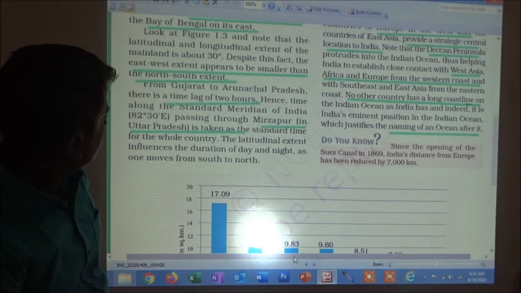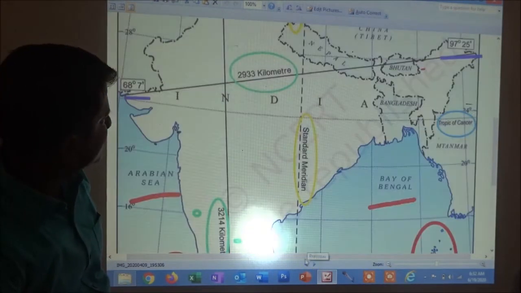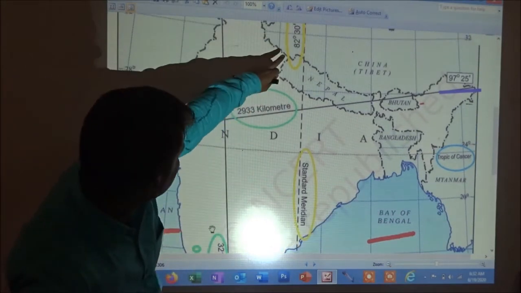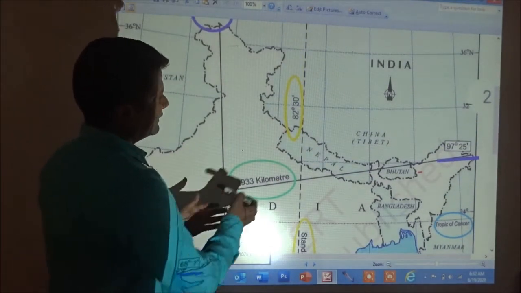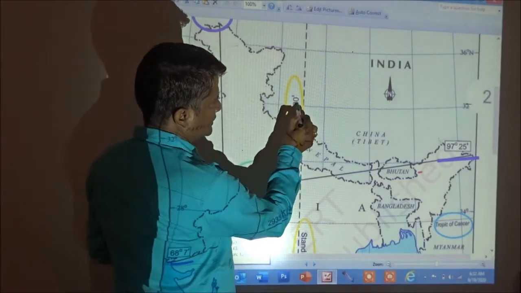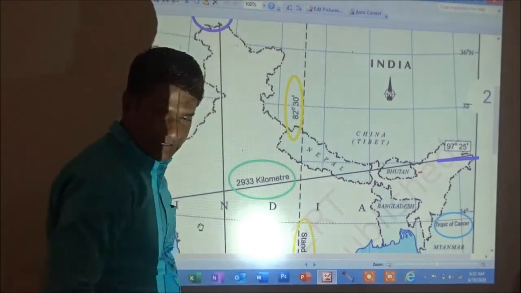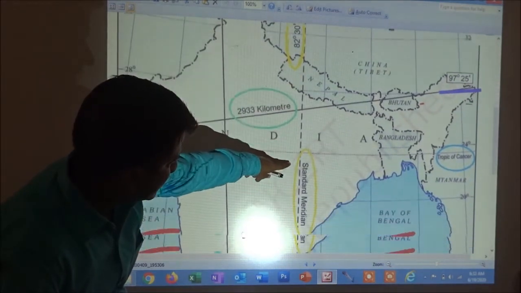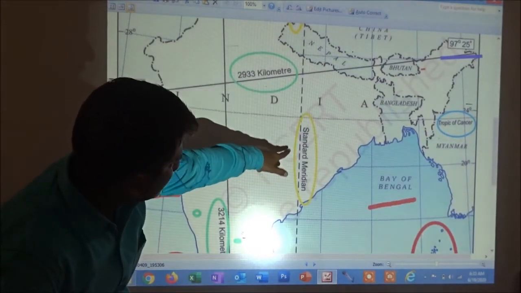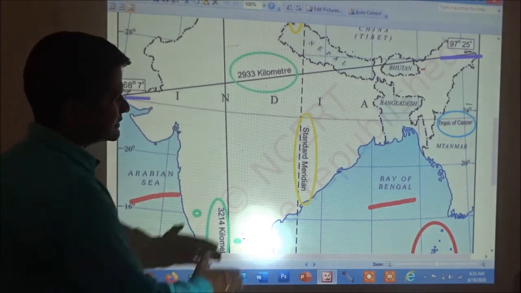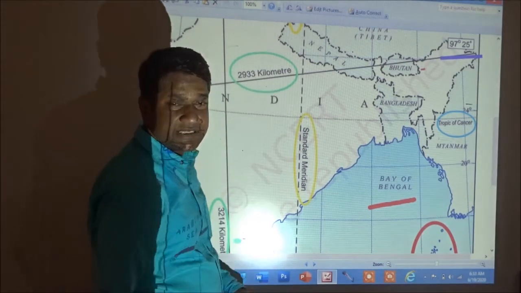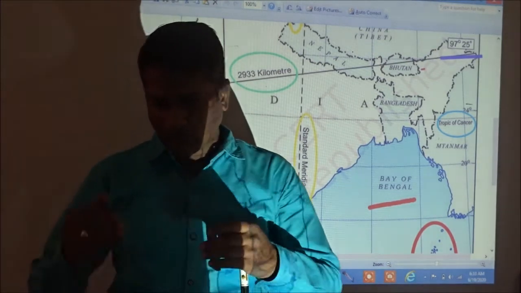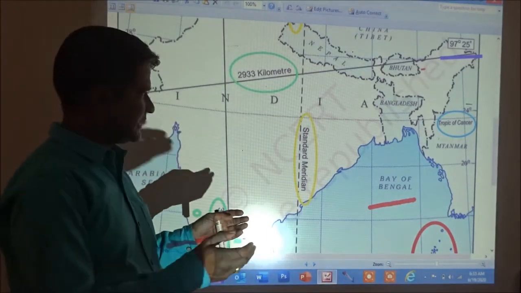Now we are talking about one more imaginary line that you can see in this figure, this dotted line. This is 82°30' east, and it passes through the center of India. This imaginary line is known as the standard meridian. Now, what is the standard meridian? And what is the need?